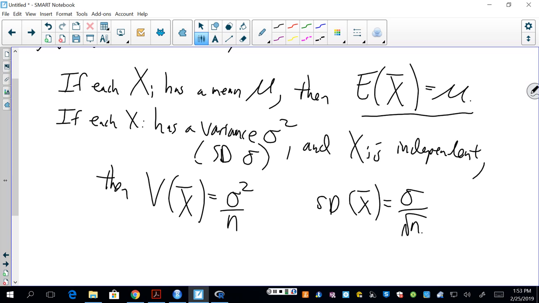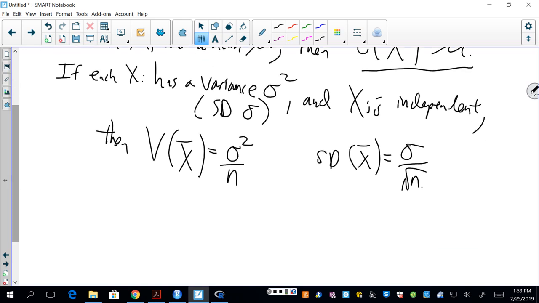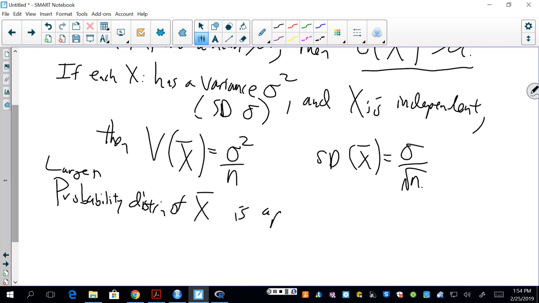And the third bit that makes this extremely useful, that is if the sample is relatively large, the sampling distribution, the probability distribution for X bar, is approximately normal. So large n, the probability distribution of X bar is approximately normal.